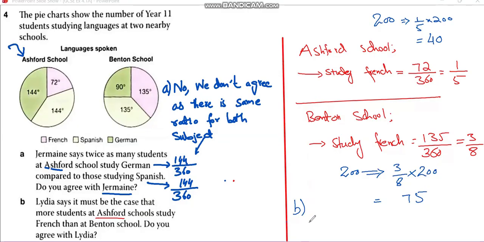So we can conclude that Benton could have more students doing French, even though the percentage is lower. You can't compare actual numbers from pie charts unless you know the totals.